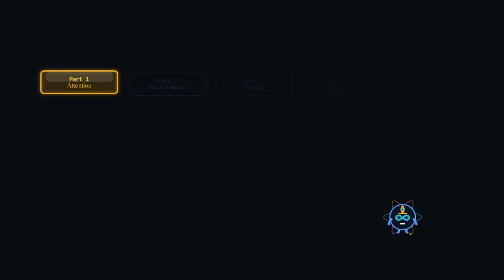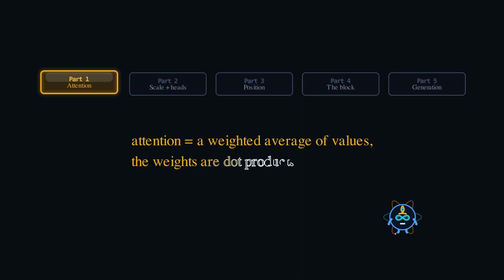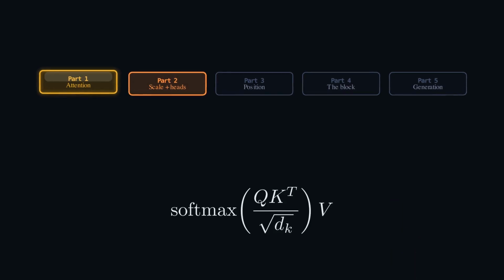One part down, you now have the mechanism itself. If you remember one sentence from today, make it this one. Attention is a weighted average of values and the weights are dot products. But I left something out. The real formula in the paper has one more symbol in it, a single division. Without it, everything you just learned falls apart the moment you run it at full size. That is where we start next time.